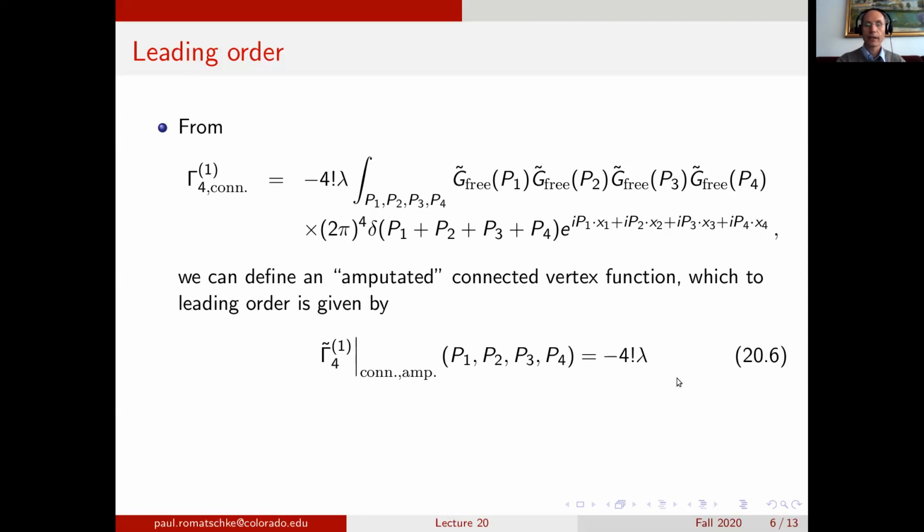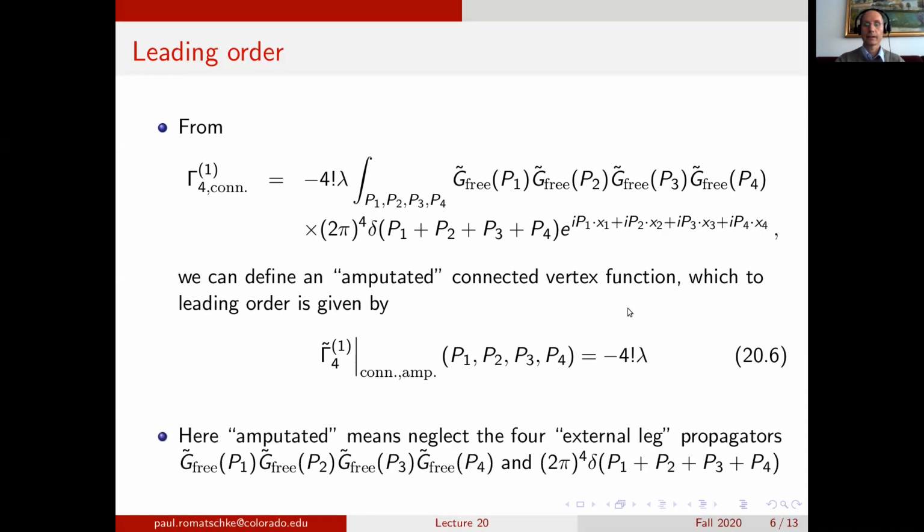And we'll call the operation of neglecting the 4 propagators and the momentum space conservation delta function the amputated vertex function. So anytime we say amputated, it just means we neglect these pieces. This obviously works in a trivial way for the first order perturbative vertex, but by the structure that we just discussed for the full vertex, we can also repeat this procedure for higher order perturbative contributions.